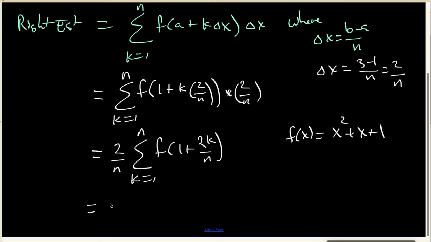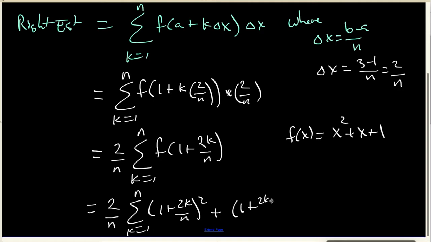So the next step in my work is that my right-hand estimate is going to be 2 over n times the sum as k goes from 1 to n of, well, let's see, I've got this junk and I need to square it. So I've got junk squared, plus I have the junk, plus I have a 1. This stuff inside these square brackets is f evaluated at 1 plus 2k over n.